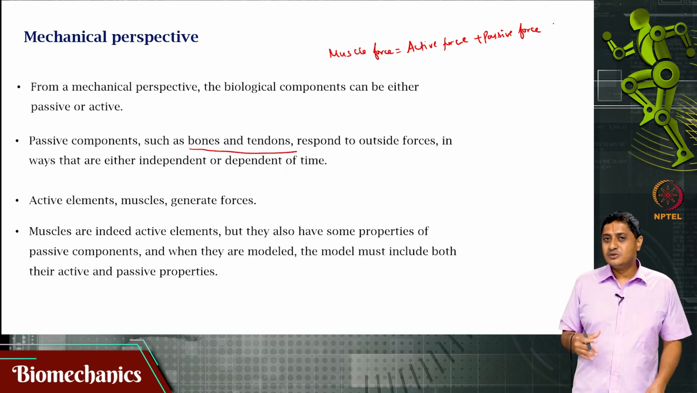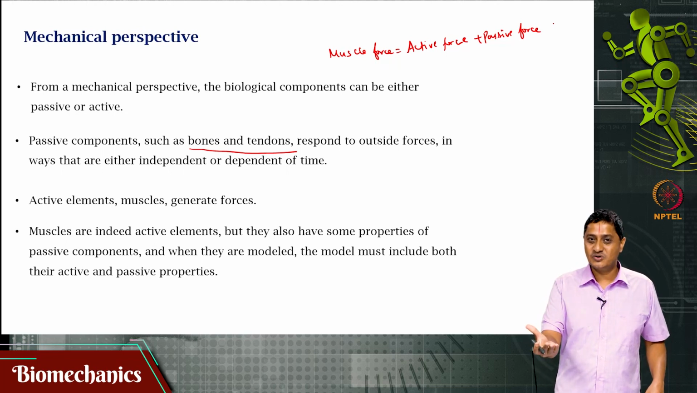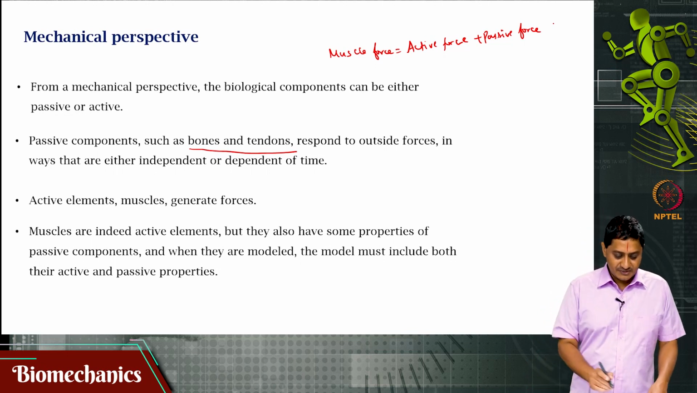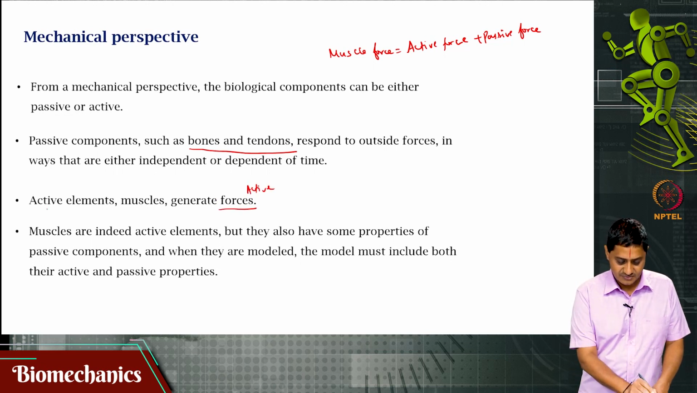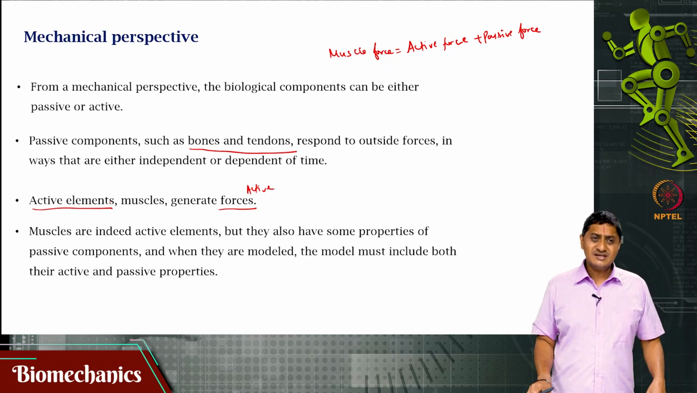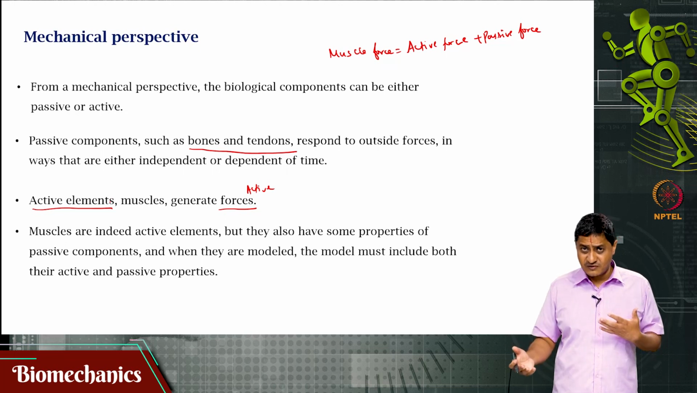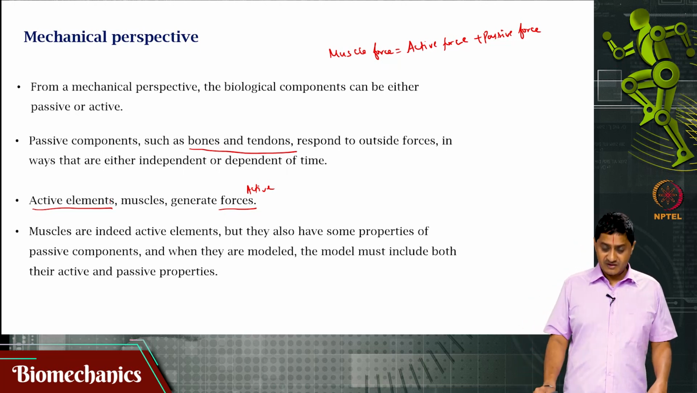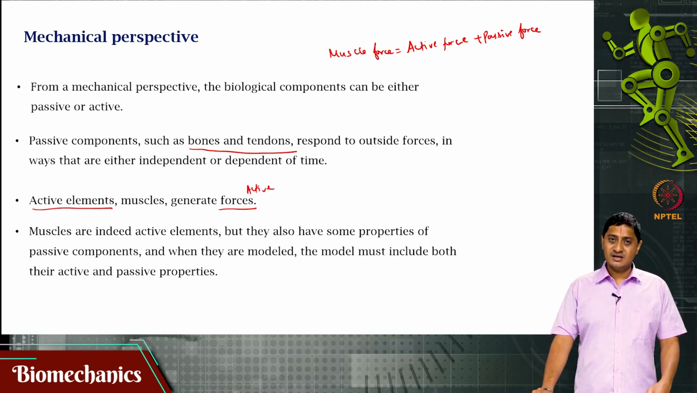This is not purely due to materials, this is due to something else. Energy is expended to achieve this, right? We know this. So this is why muscles are considered active, right. These are active elements. Muscles, they generate forces, right. These are indeed active elements, but they also have some passive components. So you are going to have a passive component of force and an active component of force. At any point in time, if there is a total muscle force, it is essentially the sum of these two. So when we are modeling the force, we must include both the passive component and the active component.